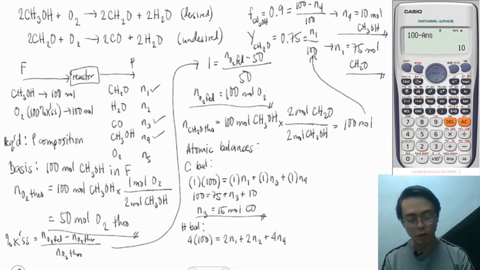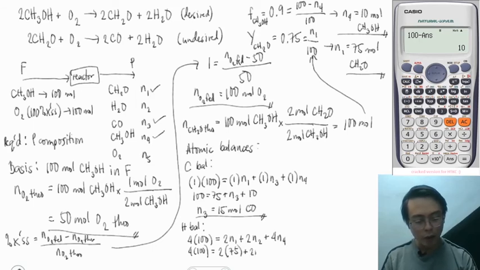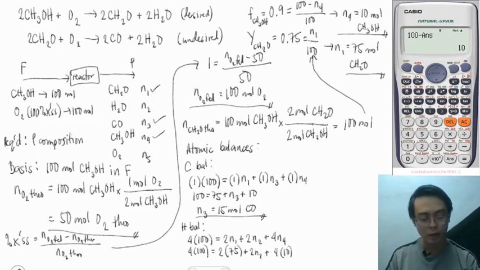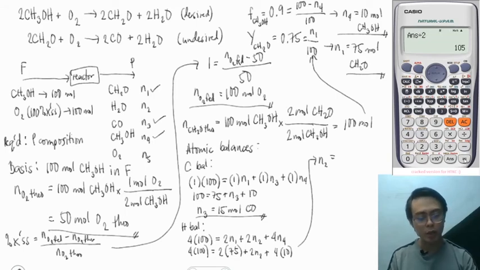And we substitute the value. So that is 4 times 100 is equal to 2 times N1, which is 75, plus 2 N2. N2 is unknown. And then N4 is 10. We can now solve for N2. Okay, so that is 400 minus 2 times 75, which is 150, minus 4 times 10, which is 40, divided by 2. So N2 is 105 moles. We have 105 moles of H2O.